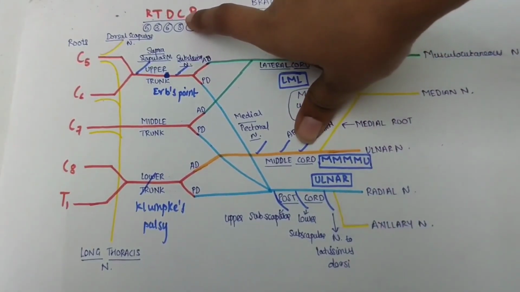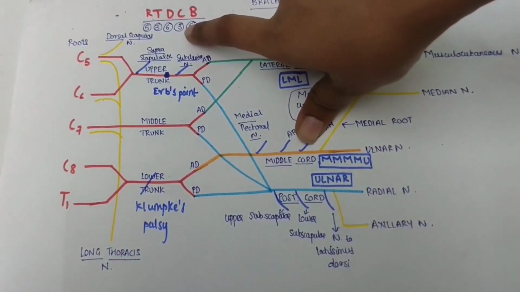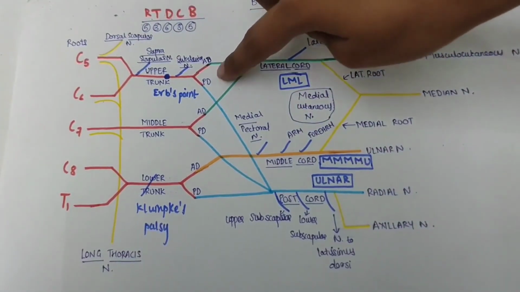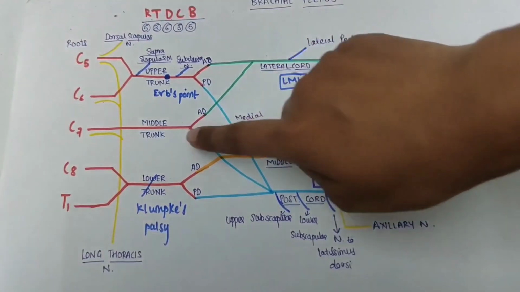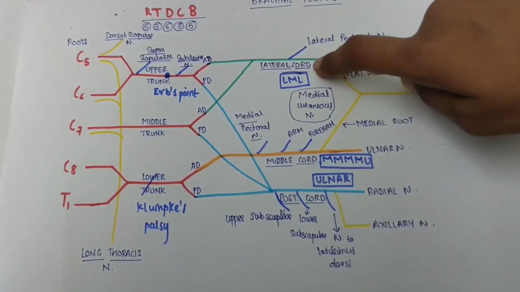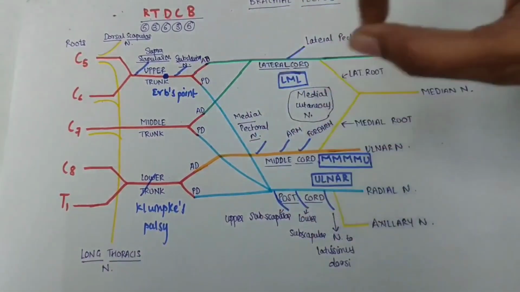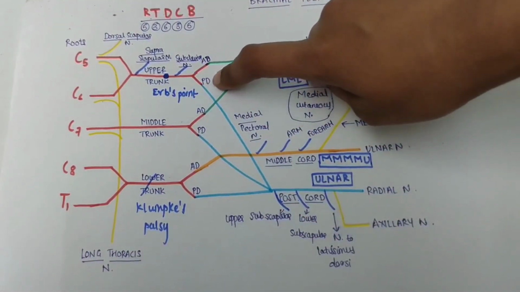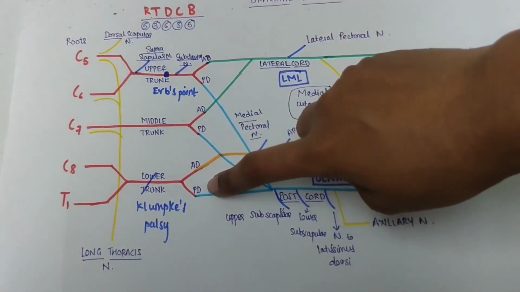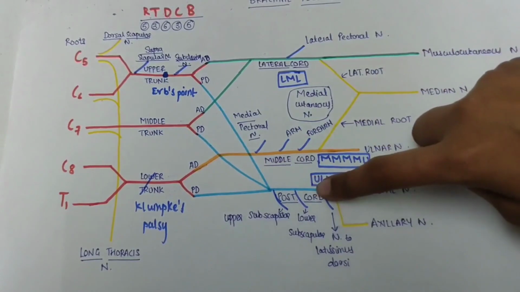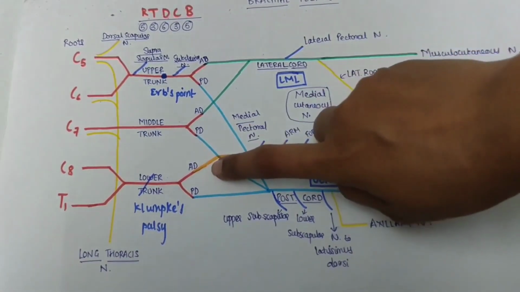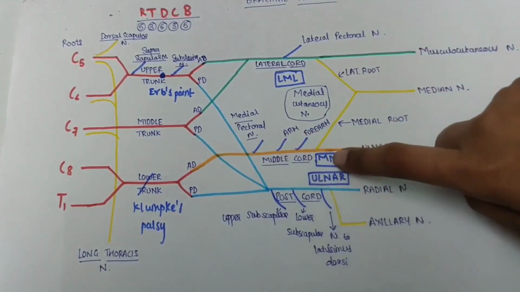Now we will go to cords. There are 3 cords. So the anterior division of the upper trunk and the anterior division of the middle trunk together form the lateral cord. Now the posterior divisions of all the 3 trunks, which are the posterior division of the upper trunk, posterior division of the middle trunk and posterior division of the lower trunk, together form the posterior cord, which is denoted by blue color. And the anterior division of the lower trunk alone forms the middle cord.